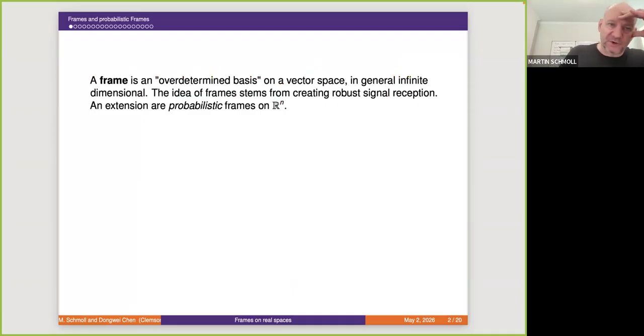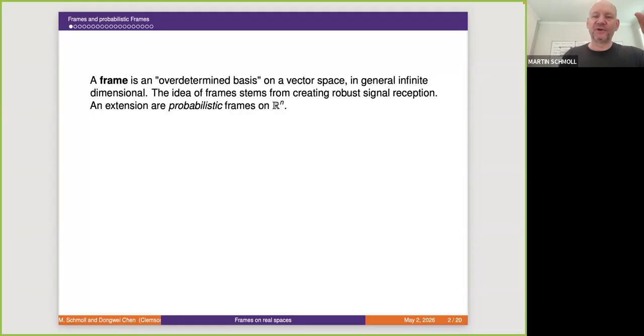Okay, I'm talking about something which is called frames, in a thing which is not classical. Okay, what is a frame? It's simply something like a basis which has actually too many vectors. So it's a bunch of vectors which essentially contains a basis. You are allowed to have more than you need for a basis.